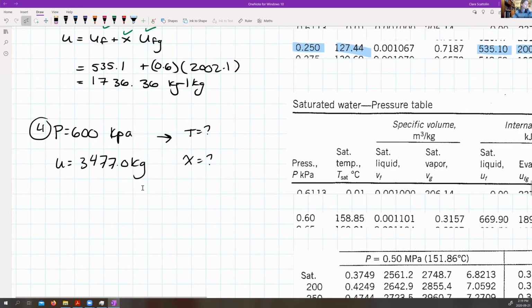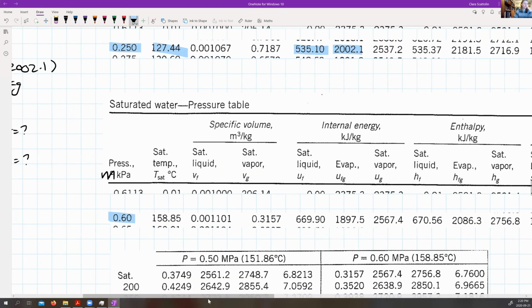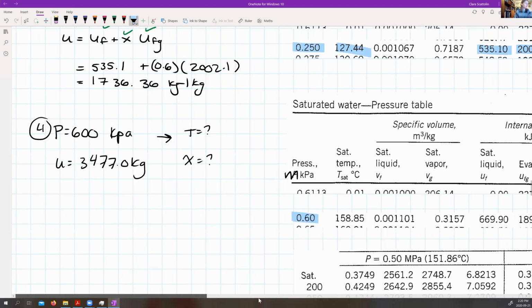Now, if I look at pressure number 4, I'm going to look over here, my pressure table, 600 kPa, which is 0.6 MPa. So this is MPa over here. If I look at my value of U, my value of U is 2,567 for Ug. So my saturated vapor will be at that, sorry, not enthalpy, at that total internal energy. What I notice is that it's larger than my value of U. So Ug is larger than U.